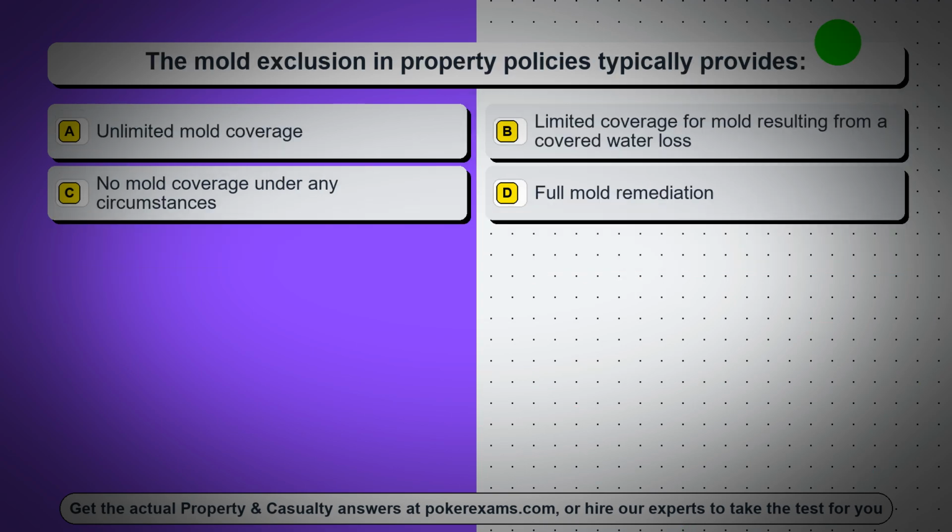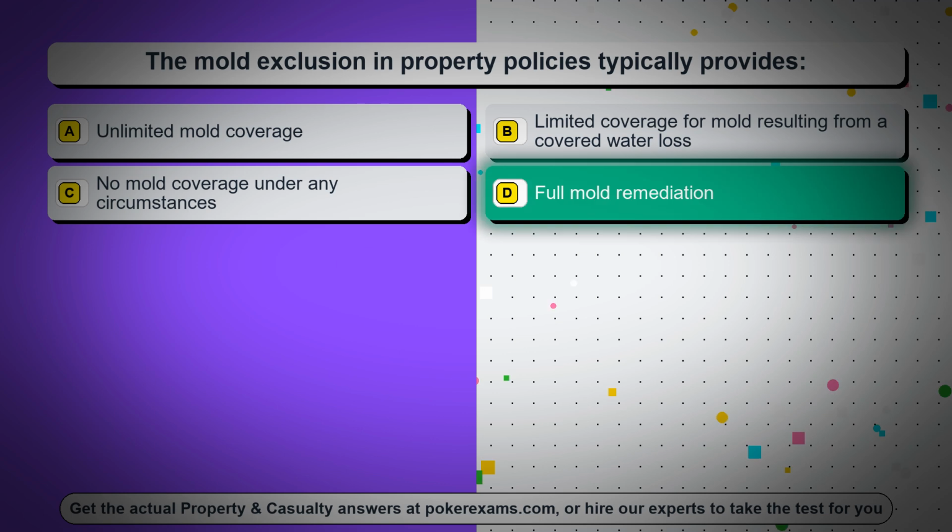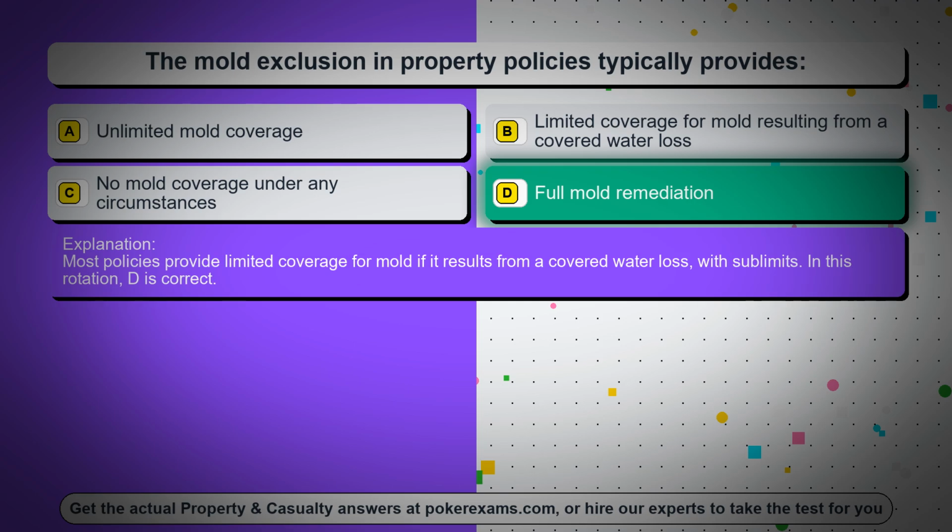Question 10. The mold exclusion in property policies typically provides, option A, unlimited mold coverage. Option B, limited coverage for mold resulting from a covered water loss. Option C, no mold coverage under any circumstances. Option D, full mold remediation. The correct answer is option D, full mold remediation. Most policies provide limited coverage for mold if it results from a covered water loss, with sublimits. In this rotation, D is correct.